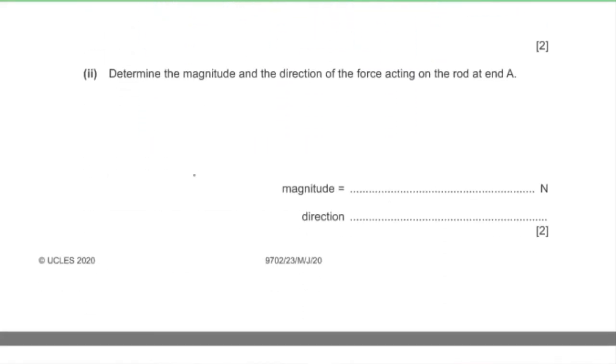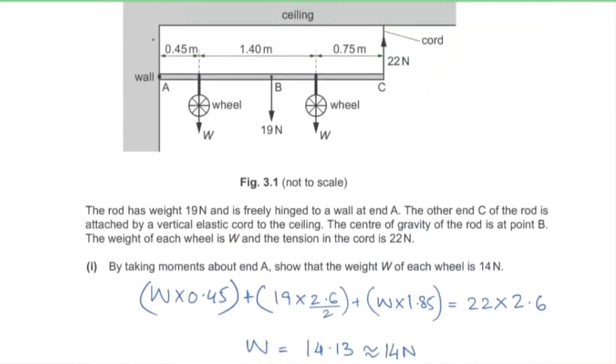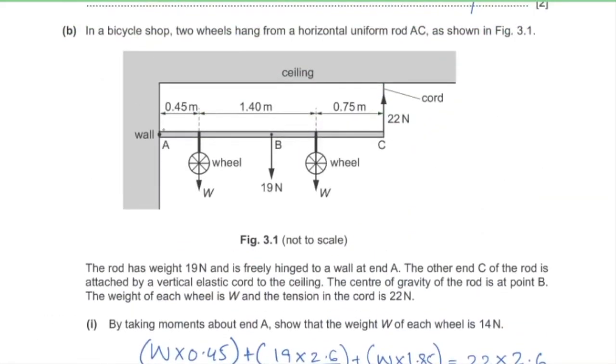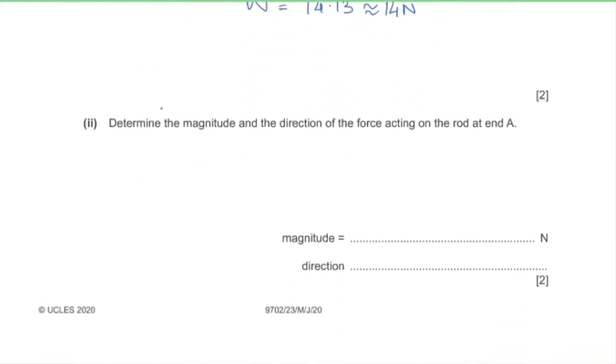Part 2. Determine the magnitude and the direction of the force acting on the rod at end A. So they're asking you to find the direction and the magnitude of the force which is acting on A. It can be either upwards or downwards.